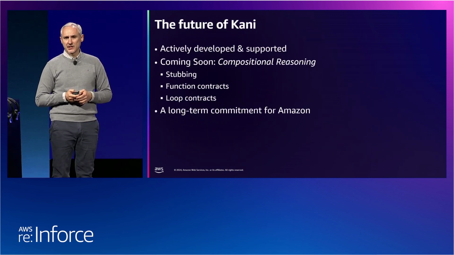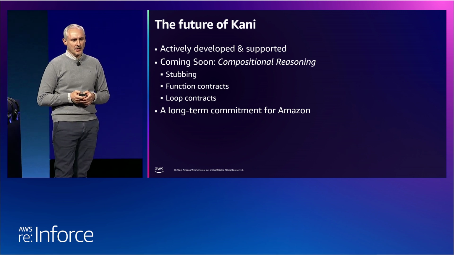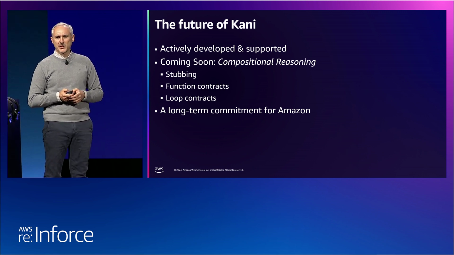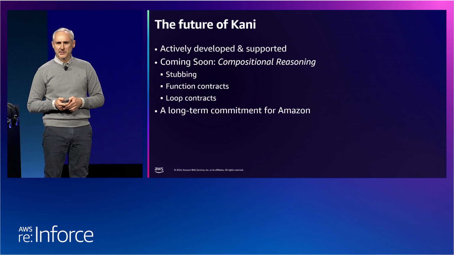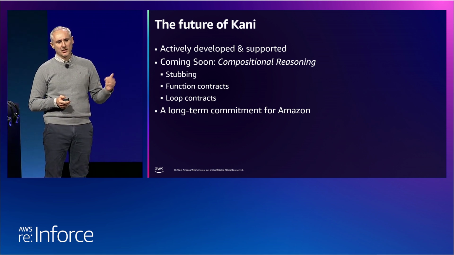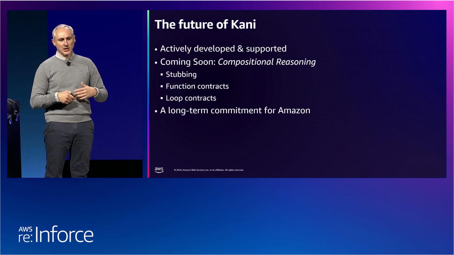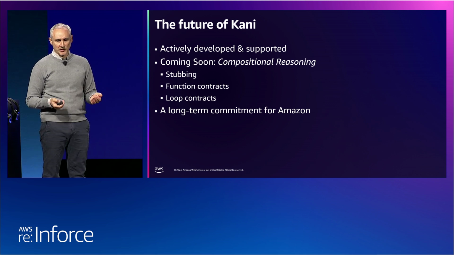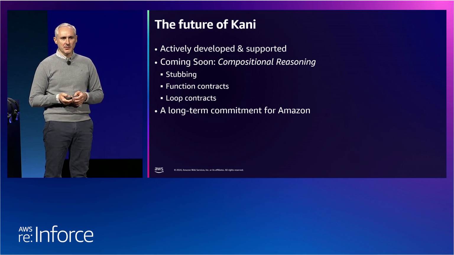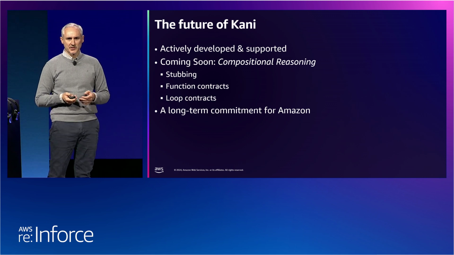So the future of Kani. The message here is that Kani is actively developed and supported. We're working on adding new features that enable better scalability, like compositional reasoning, stubbing functions out with abstract models to scale verifications, function contracts, and loop contracts to go beyond the unwinding we do and do unbounded reasoning on loops. And Kani is really a long-term commitment for Amazon because we use it internally, and we also have a lot of external users of the tool. So if you start using Kani, you can trust that it's going to be around for a while and the tool is going to be supported.